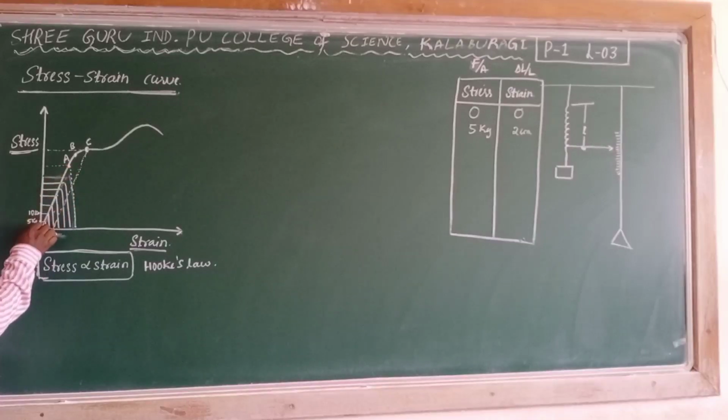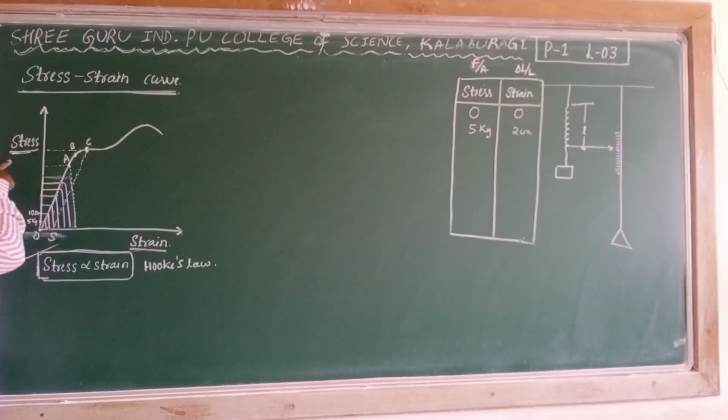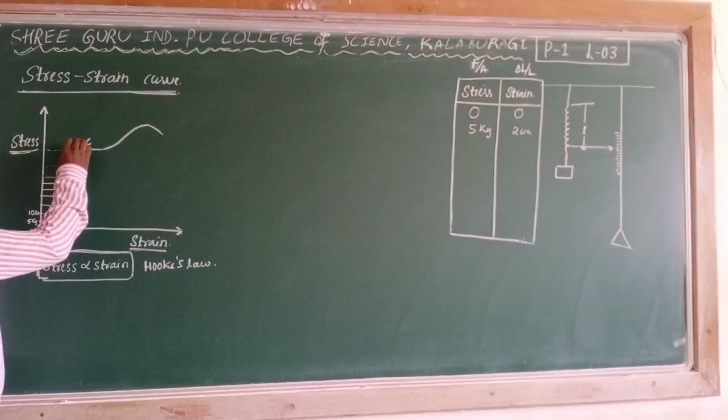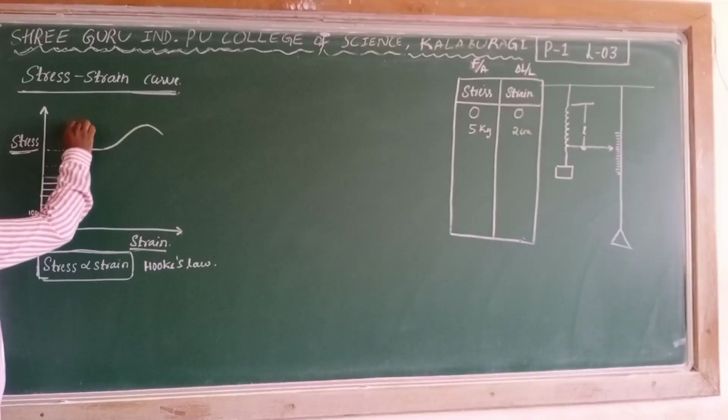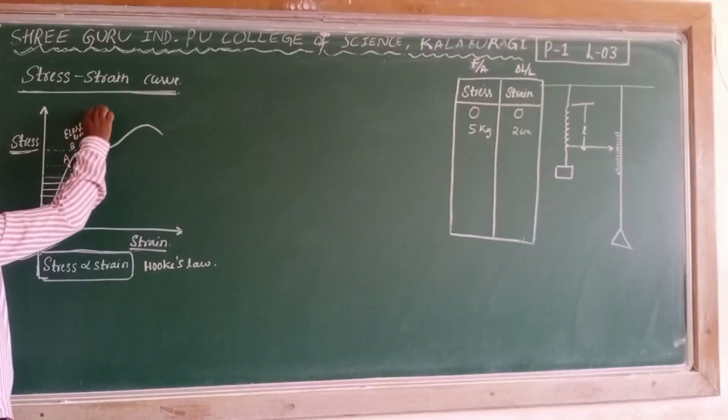Between this region, it is perfectly elastic and also obeys Hooke's law. In this region, the material regains its original shape or size after removal of the deforming force. But beyond this point B, if we apply a stress, definitely that material is going to convert to plasticity, and this point we call the yield point, or the elastic limit. This is the last point, the elastic limit, or we can also call it the yield point.